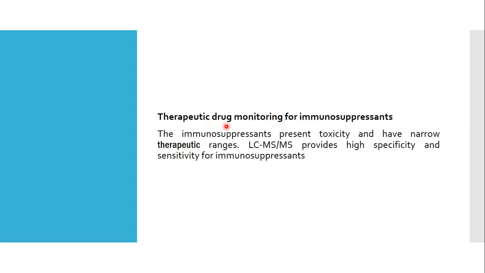Then it is used for therapeutic drug monitoring for immunosuppressants. Now, immunosuppressants, they are generally used in case of autoimmune disorders or wherever there is organ transplant, like liver transplant, kidney transplant. So at that time, to reduce the body's immune responses, immunosuppressants are used. Now, the therapeutic window of these immunosuppressants is very important, as they have narrow therapeutic ranges. So, its therapeutic monitoring can be done with help of LC-MS. It provides high specificity and sensitivity for immunosuppressants.